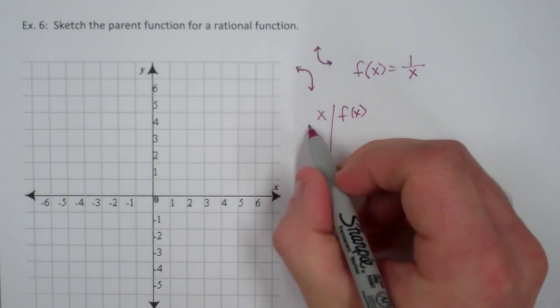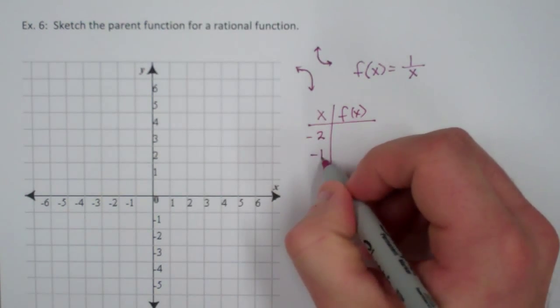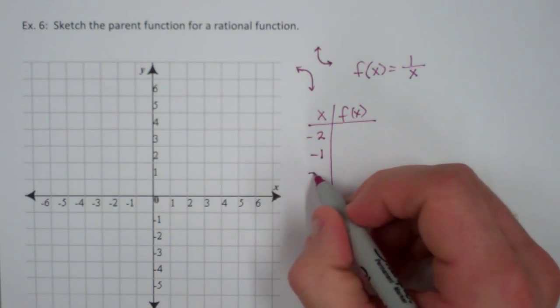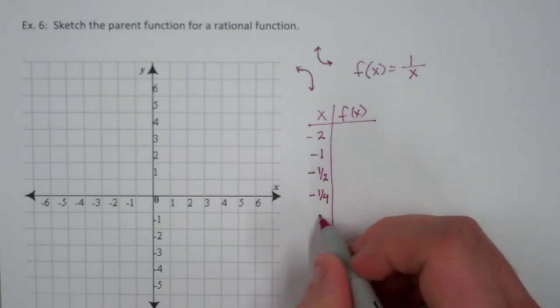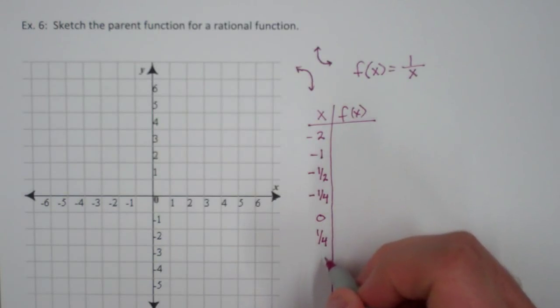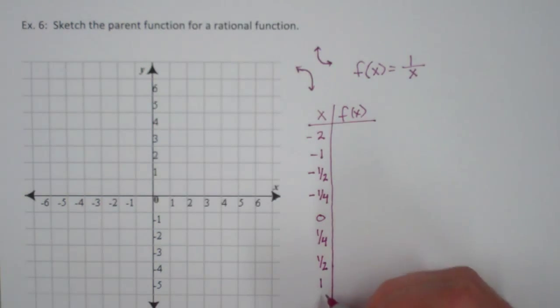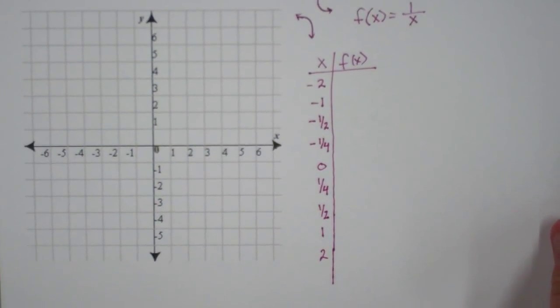And I'm going to choose some values like -2, -1, -1/2, -1/4, 0. We'll do 1/4, 1/2, 1, and 2. Alright, we'll move this up just a touch so you can see that there. There we go.